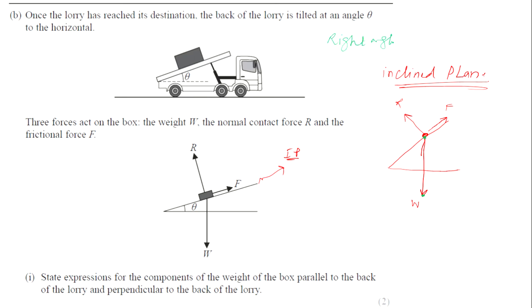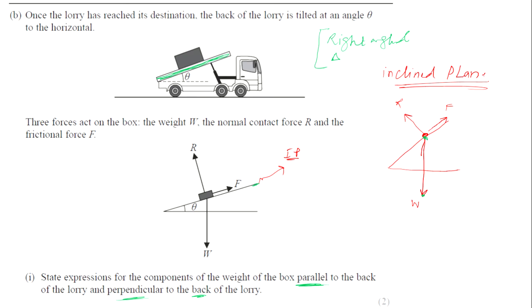A right angle triangle in which both the components make a 90-degree angle. So if you see, you need two components. One should be parallel and one perpendicular to the back of the lorry. And this inclined plane is basically showing the back of the lorry. Both components should be drawn in a way that one is parallel and the other is perpendicular. So you see, this is the tail and this is the head.